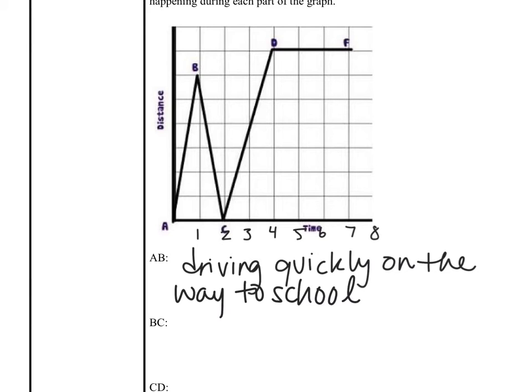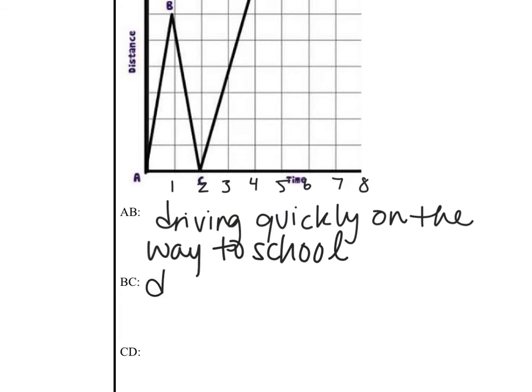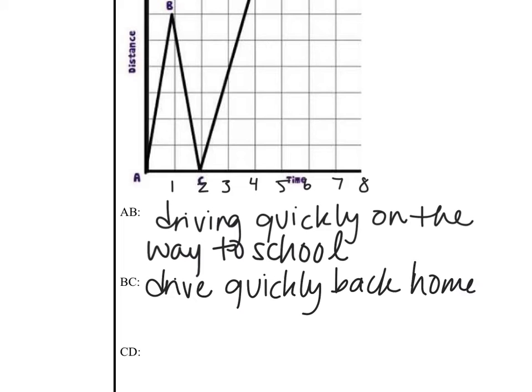What happens from B to C, Alice? She turns around and goes back and she forgot something. Yeah, I forgot my book bag. Oh no. Turn around, drive back home. Fast or slow, Alice? Fast. Same speed, actually, right? She goes the same amount of distance in the same amount of time, just the other direction. So we're going to drive quickly back home because she forgot her book bag.